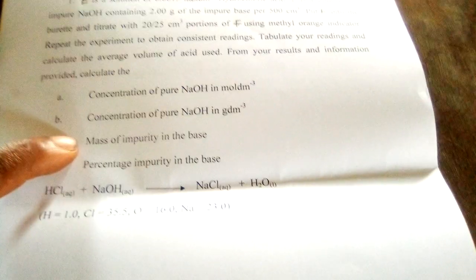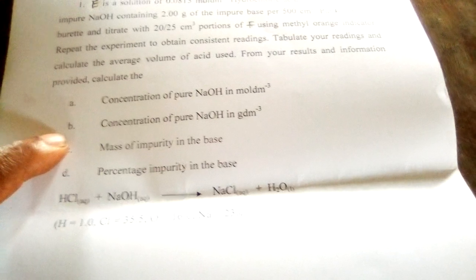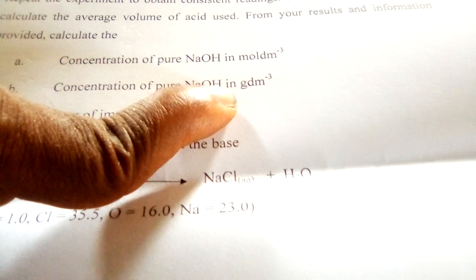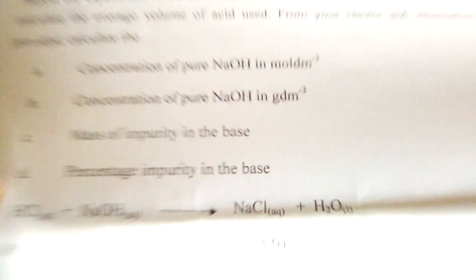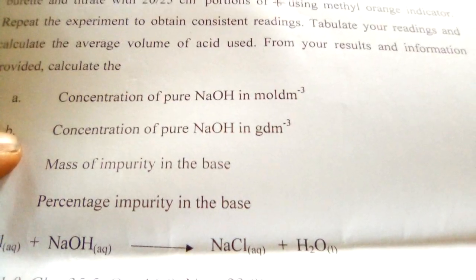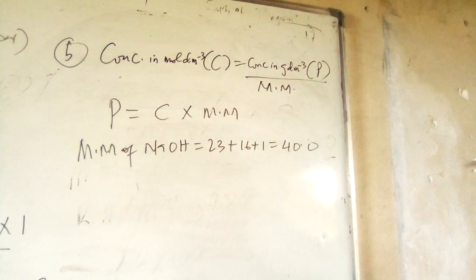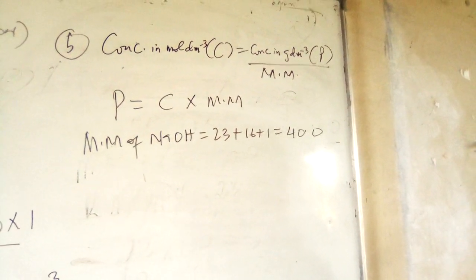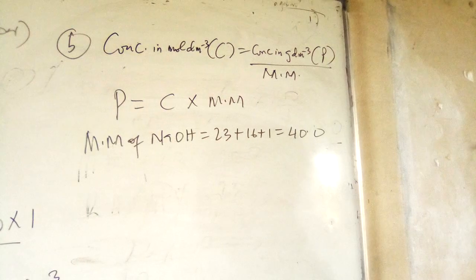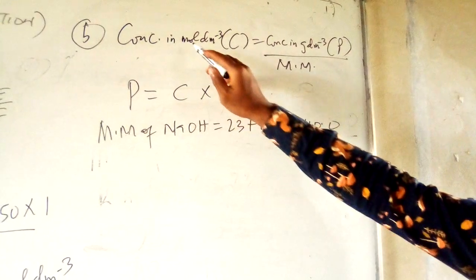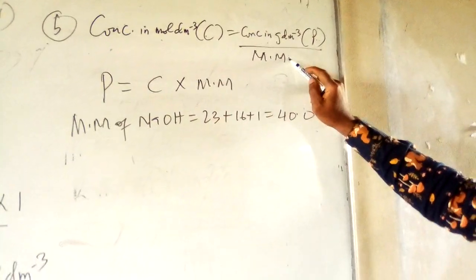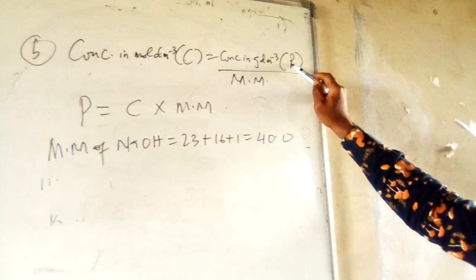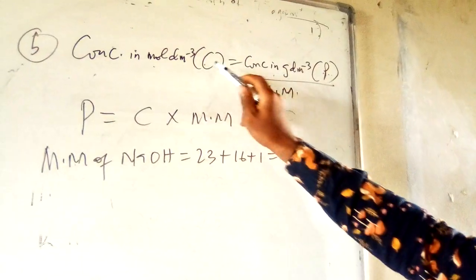So we'll go to question B. That says we should find the concentration of pure NaOH in gram per dm cube. Go to the board and work it out. To calculate the concentration of pure sodium hydroxide in gram per dm cube, we use conc in mole per dm cube equals conc in gram per dm cube, rho, all over molecular mass. So we make this one the subject, the one we're looking for. So rho becomes C times molecular mass by multiplying.